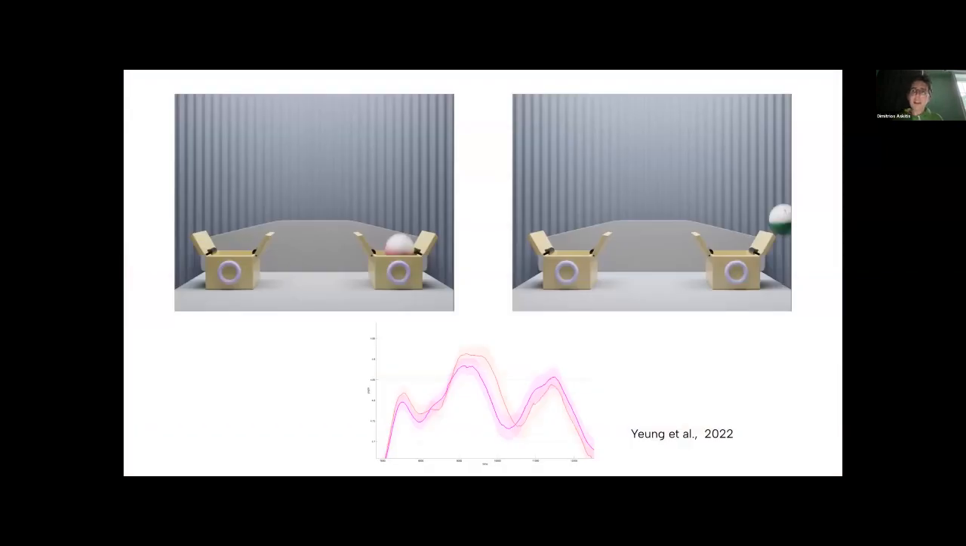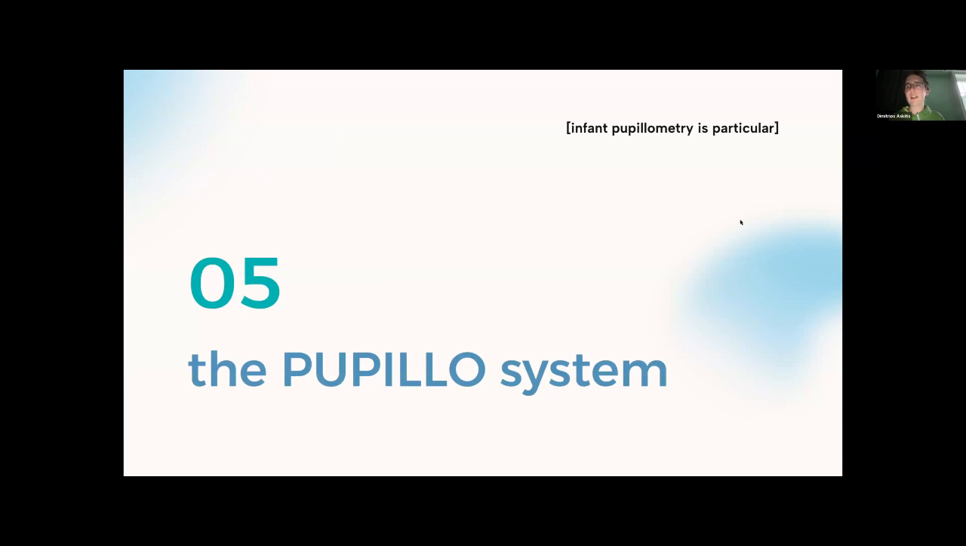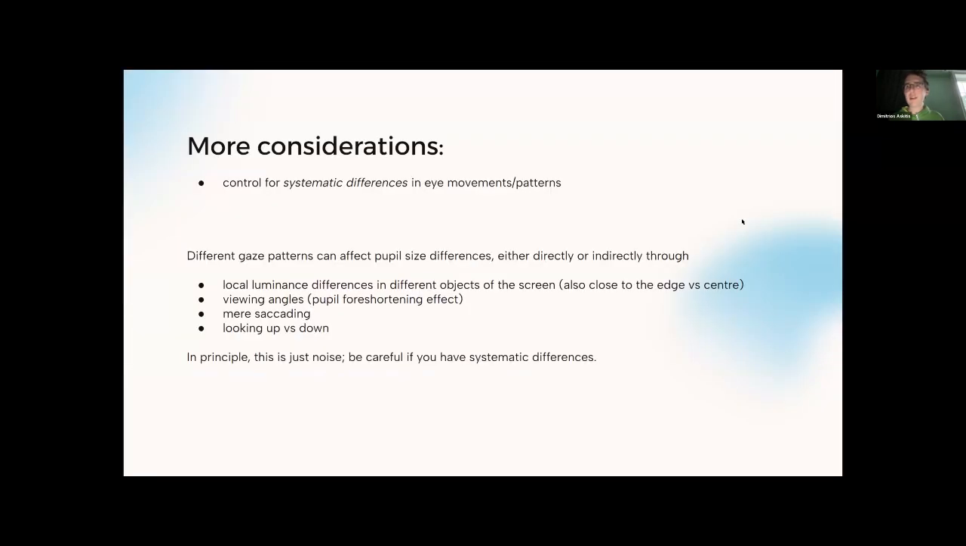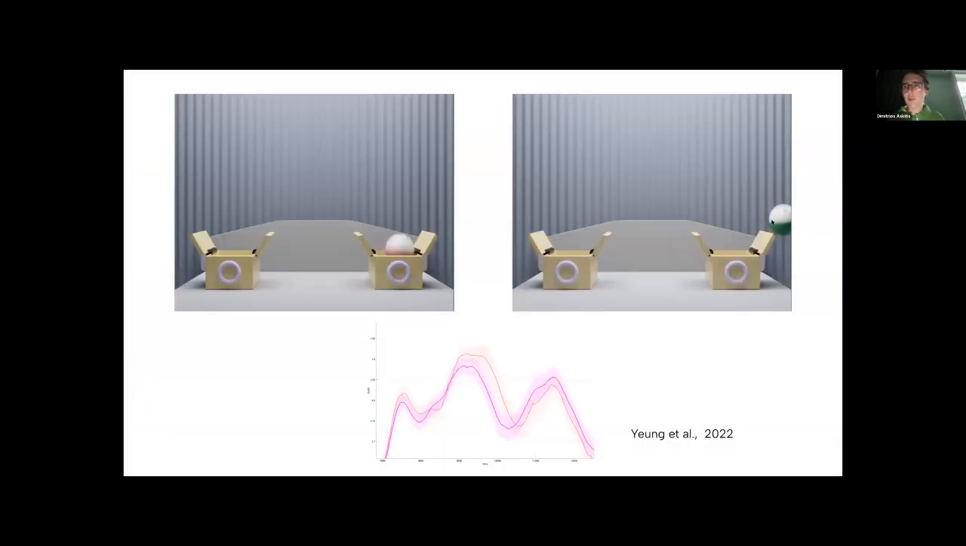For example, here we had, from one of our experiments, two conditions. In one condition, the ball goes into the box, and in the other condition, the ball goes out of the box. And we see at that time that the pupil size is higher in the condition where the ball goes out of the box. One could say that there is something there, and maybe infants increase their pupil size because of that.